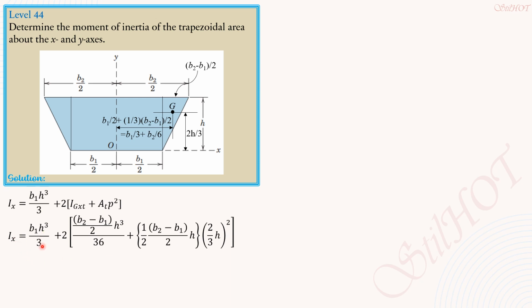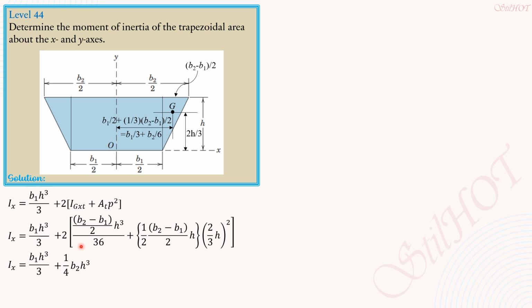So Ix is b1 h cubed over 3, then we have here b sub 2 h cubed over 2 over 36 times 2, so that's b sub 2 h cubed over 36 plus b sub 2, so this is 4 over 9, so cancel 4 times 2, so b sub 2 h cubed over 36 plus 2 over 9 b sub 2 h cubed, so b1 h cubed over 3 plus b sub 2 h cubed over 4.